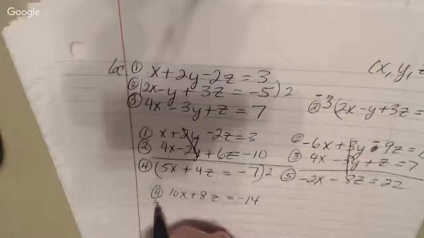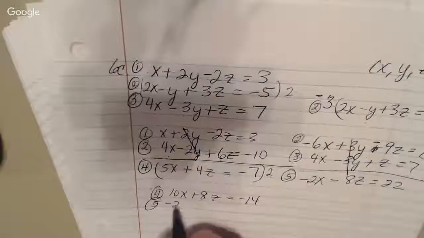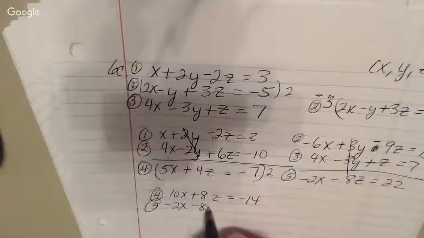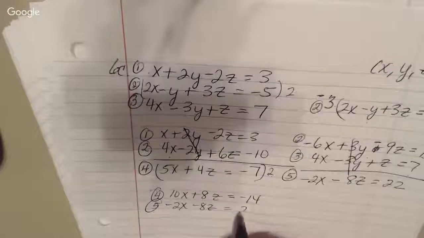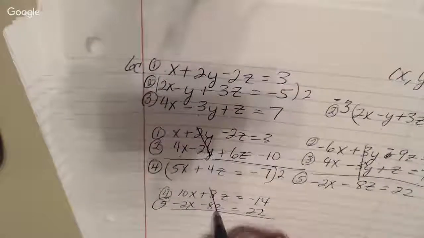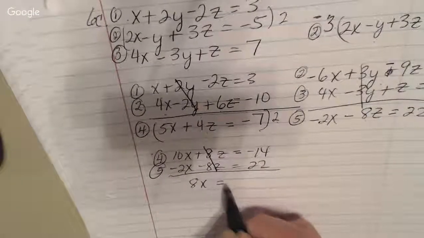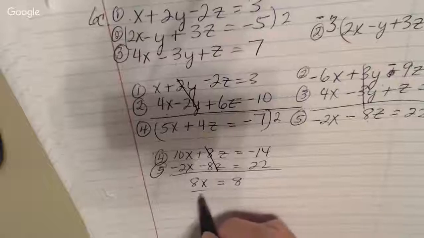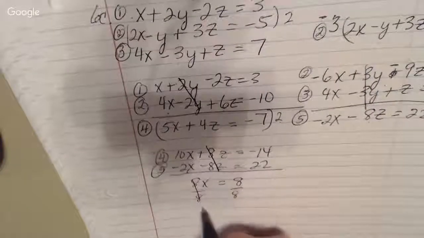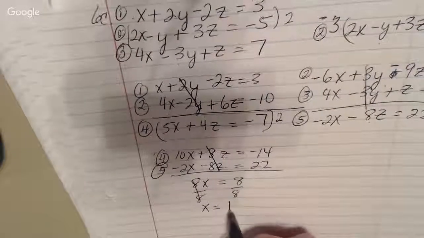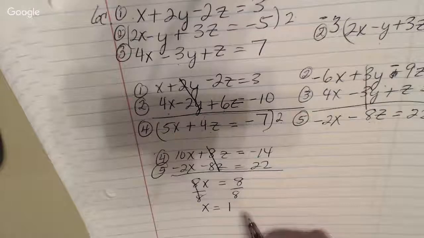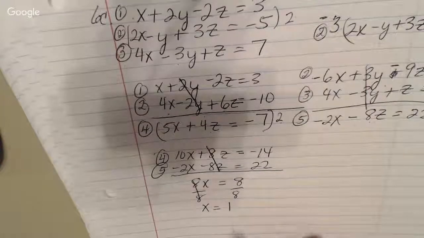And I'm going to bring equation 5 over here. Negative 2x minus 8z equals 22. I'm going to cancel there. Okay. This becomes 8x, and that equals 8. Divide by 8. I have now gotten my first solution. I know that I have a 1 for x.